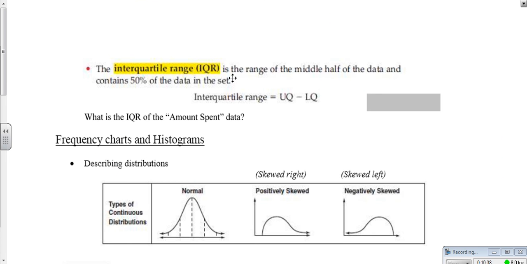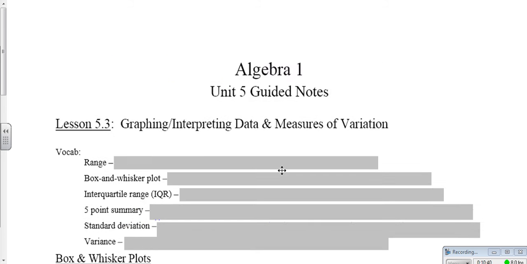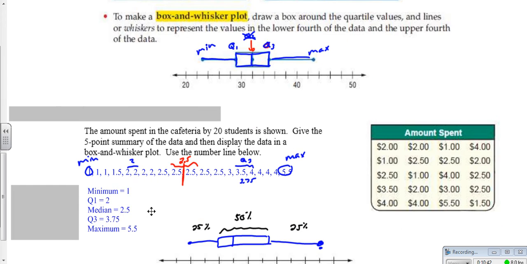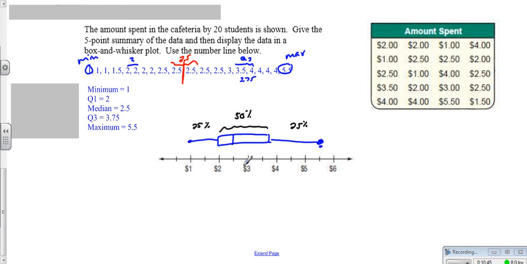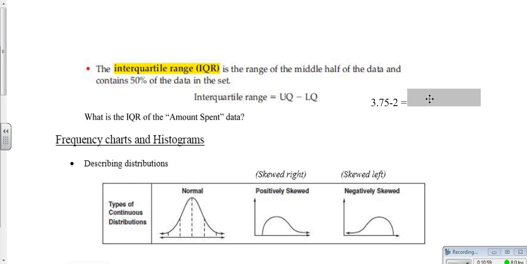The interquartile range we talked about, if we go to the back page, is from here to here. So if we do upper quartile minus lower quartile, in other words 3.75 minus 2, which I have here, we get 1.75. So your interquartile range is 1.75. Now we talk about spread.